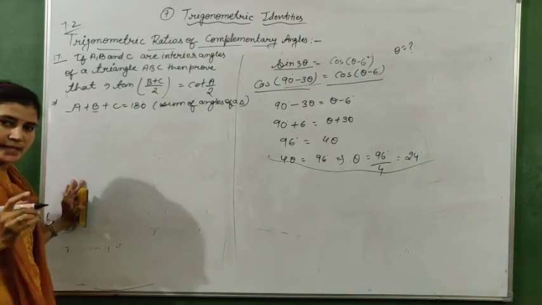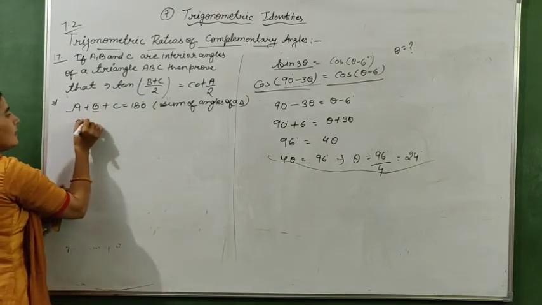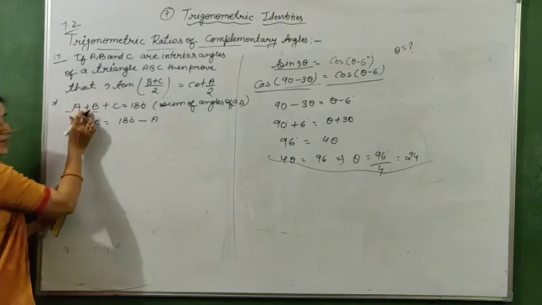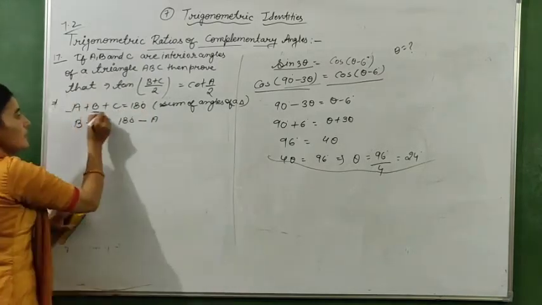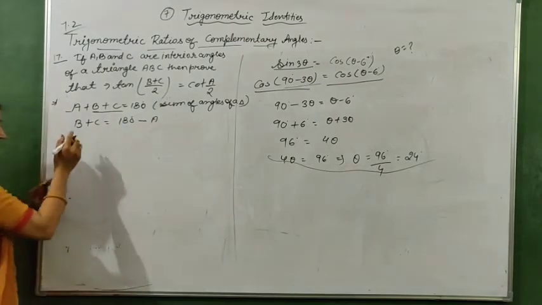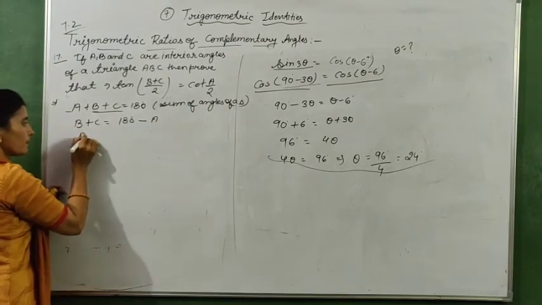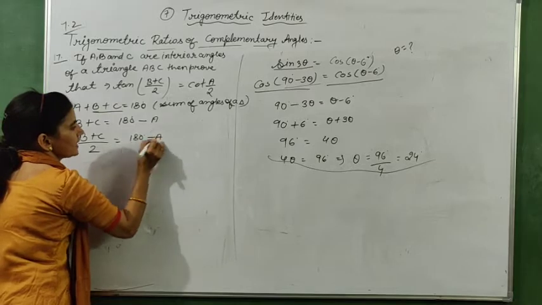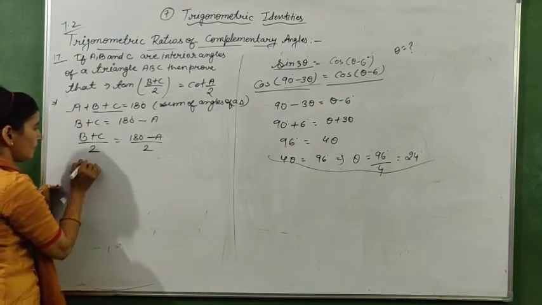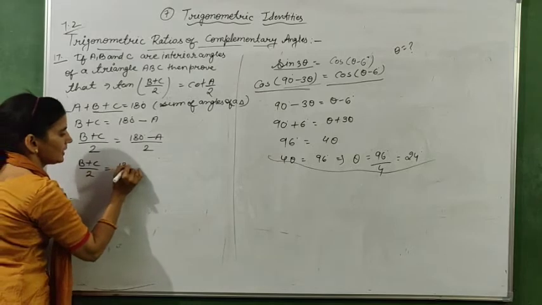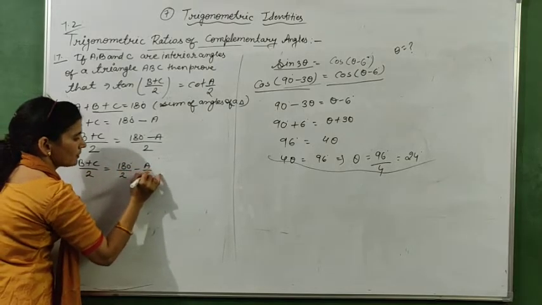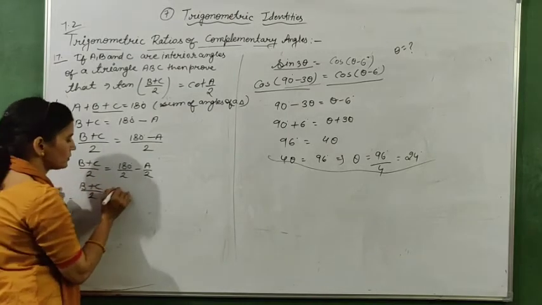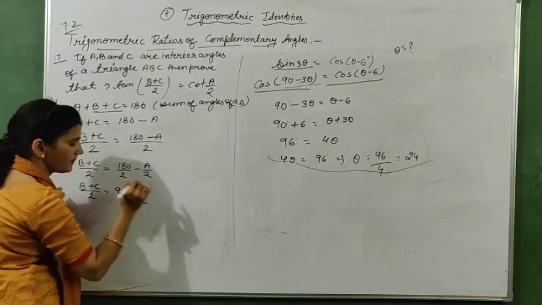A, B and C are 3 interior angles of a triangle. It means B plus C is equal to 180 degree minus A. If A plus B plus C is equal to 180 degree, then B plus C is equal to 180 degree minus A. Now I am dividing this equation by 2. (B plus C) upon 2 is equal to (180 degree minus A) upon 2, that is 180 degree upon 2 minus A upon 2, which is equal to 90 minus A by 2.